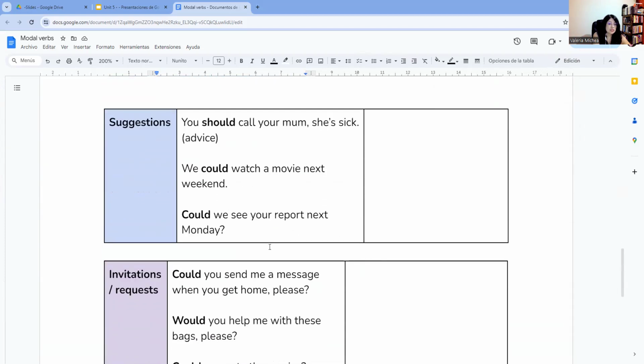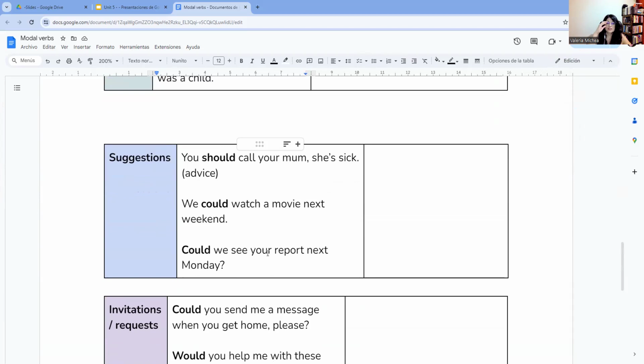What else? We have suggestions also. So another category would be suggestions, and for suggestions, I have should and could, and that's it. Should is for advice, like you should call your mom, she's sick. That's what I think, and that's the advice I want to give you. Or we can use could also for advice. We could watch a movie next weekend. Like, yeah, it's a suggestion. What do you think? We could watch a movie.